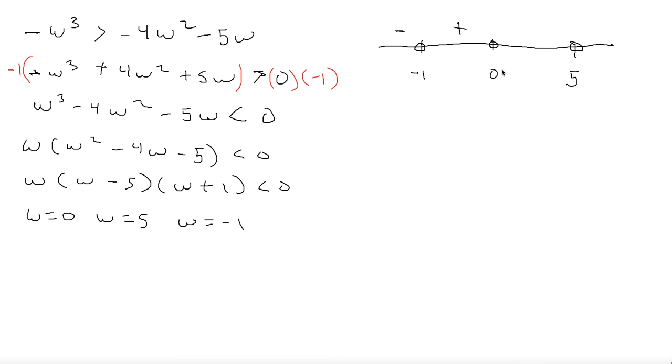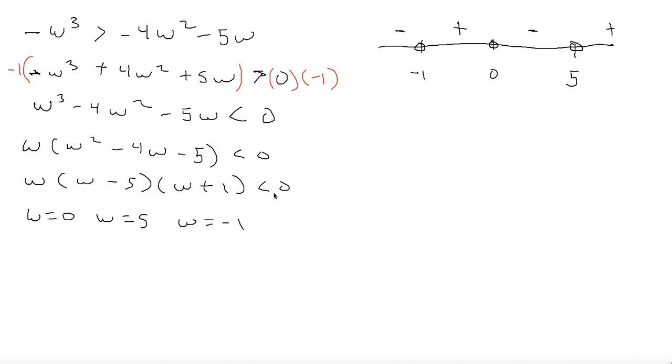If I pick a number in between 0 and 5, I would pick 1 because it's easy, so 1 would be positive, 1 minus 5 would be negative, and 1 plus 1 would be positive. So we have 1 positive, 1 negative, 1 positive. So that was a single negative, so that's a negative. And you can kind of see how it's alternating here. And likewise, if I put in 6, they're all going to be positive, and then that region there is going to be positive.